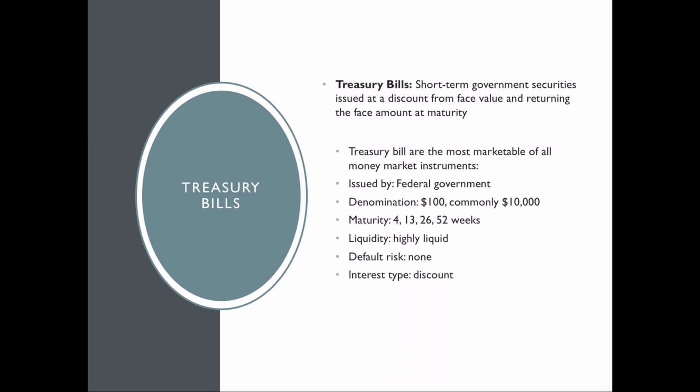Their interest type is discount. So as I mentioned previously, you buy it at a discount. There's no intermediate interest, and then you receive the face value, a larger amount, at maturity. And what's unique about these Treasury bills is the way that they are taxed. Federal tax is owed, but you are exempt from state and local taxes on these Treasury securities.